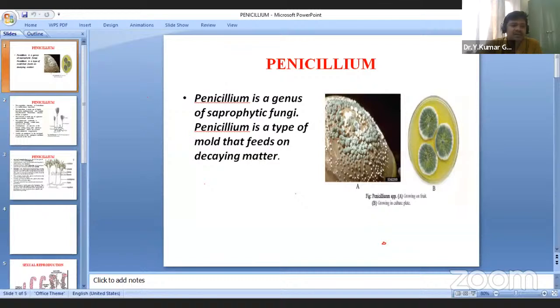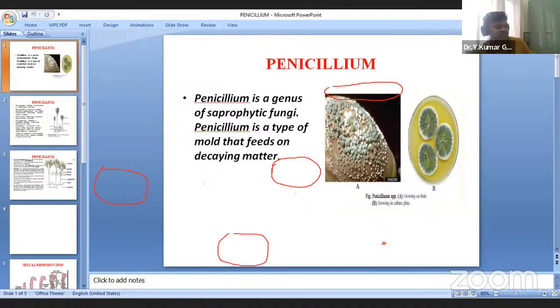Let me take the marker. This is the male branch, and in pink, this is the female branch. The male branch is called the antheridium or male gametangium, and the female one is called the ascogonium or female gametangium. Remember, they grow side by side like this. You can see in the slide: sexual reproduction of Penicillium.